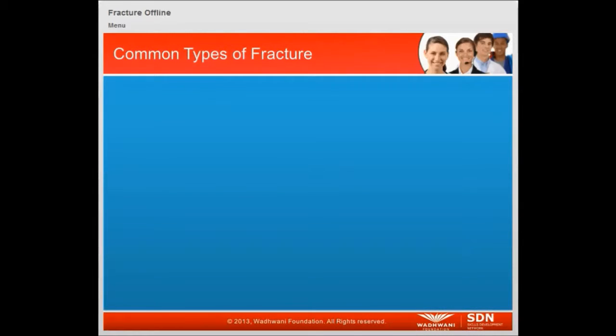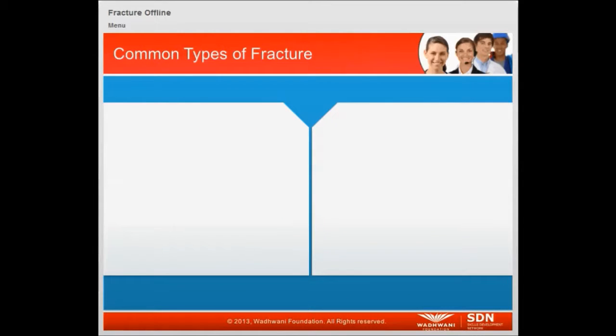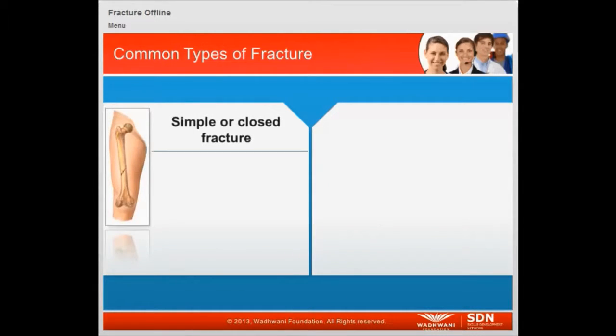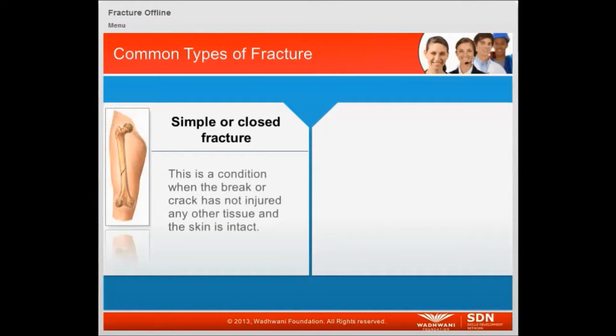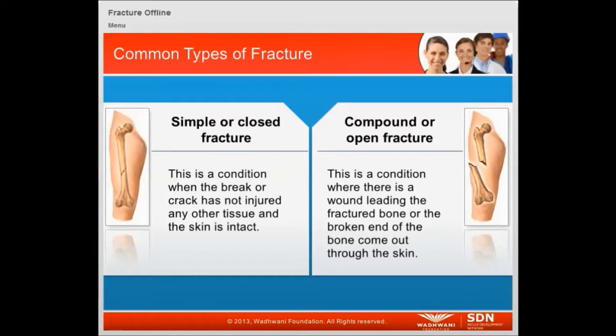Now, let us see some common types of fracture. There are mainly two types of fractures. Simple or closed fracture. This is a condition when the break or crack has not injured any other tissue and the skin is intact. Compound or open fracture. This is a condition where there is a wound leading to the fractured bone, or the broken end of the bone has come through the skin.